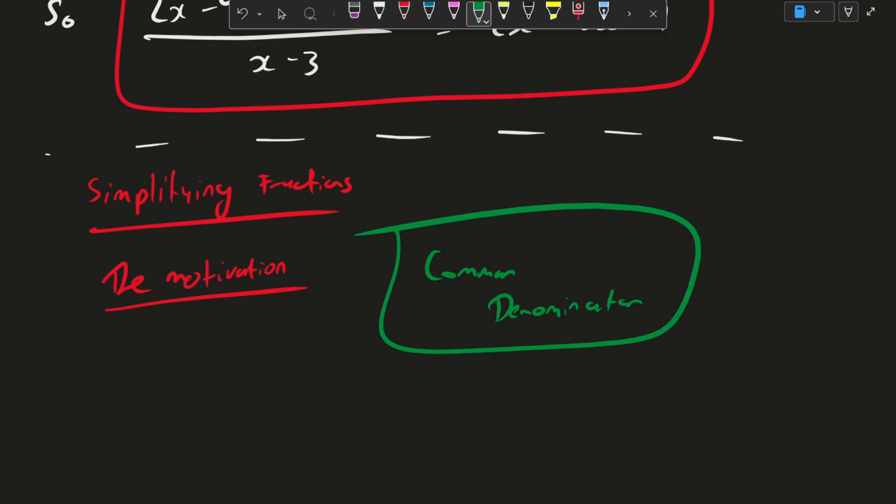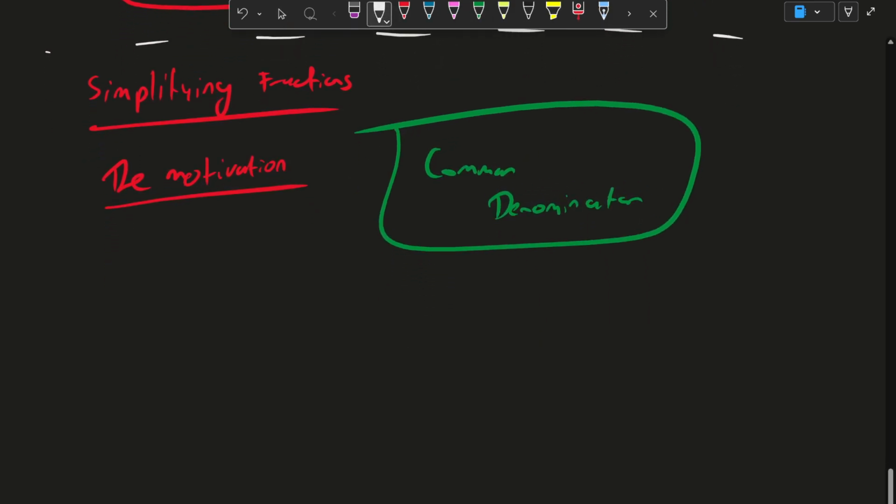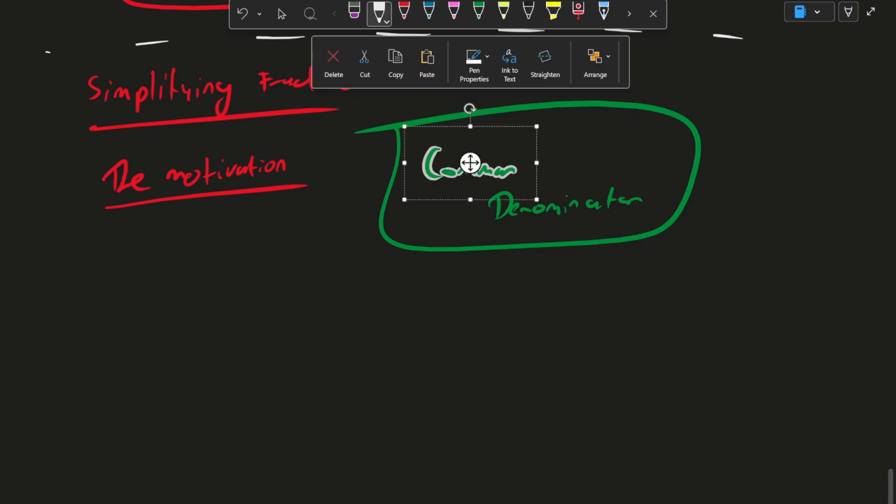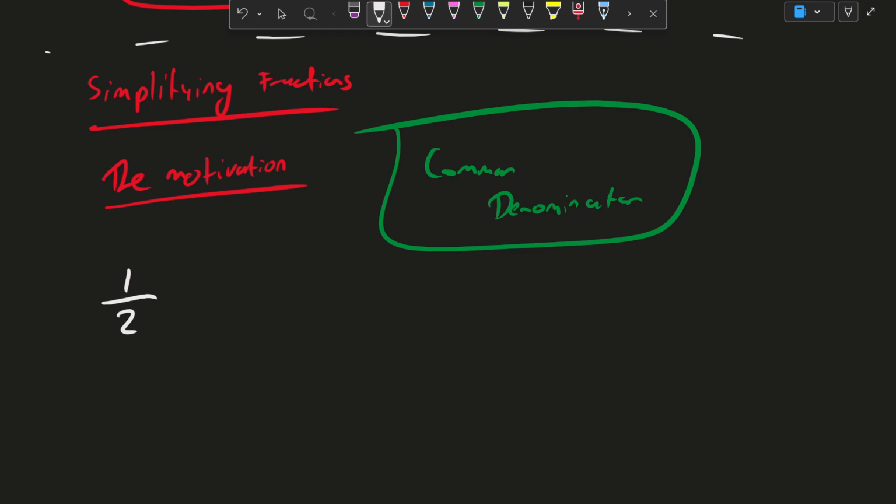You might have been told that this is just a thing that you have to note for fractions, and that the denominator has to be the same. But you might wonder why. Well, if we go back in time to collecting like terms, let's say I want to add a half and a third together.